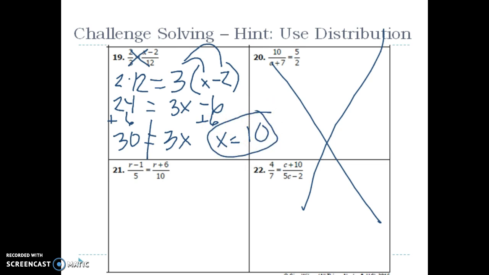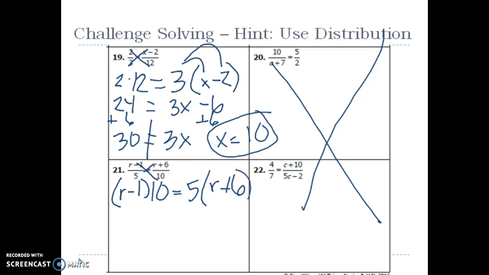Okay, last one. This time we've got two different things. We've got two different r's. That's okay. We've got two proportions, two fractions equal. So when we do our cross product, well, it says r minus 1. So since it's more than r, I'm going to put it in parentheses. It's being multiplied by 10. And that's going to equal 5 times not just r, but r plus 6.